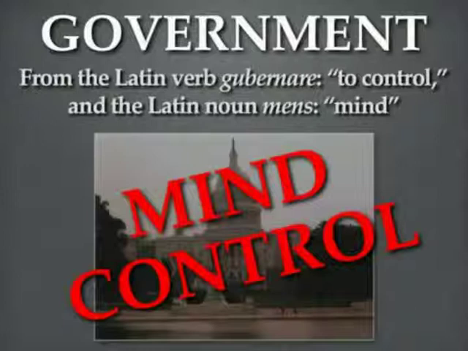So slide number 17 simply puts up the words mind control on top of this picture of the Congress building to help people to understand, yes, indeed, the word government does in fact mean mind control. That's what it means. You have to be under mind control to believe in it.